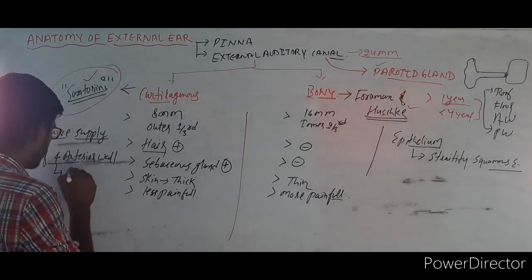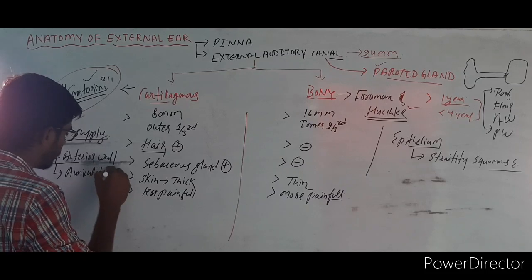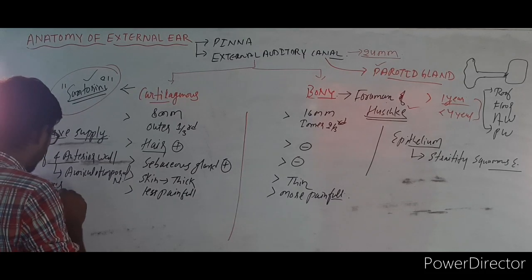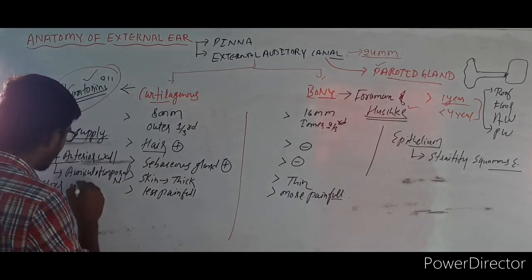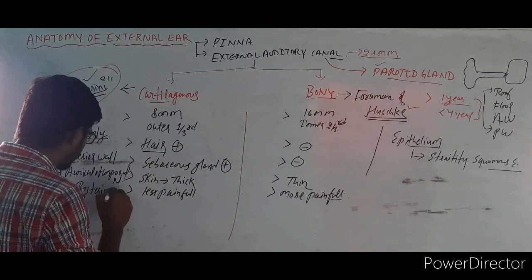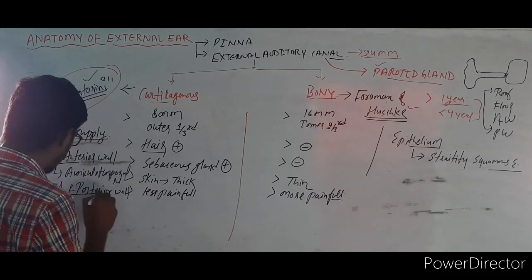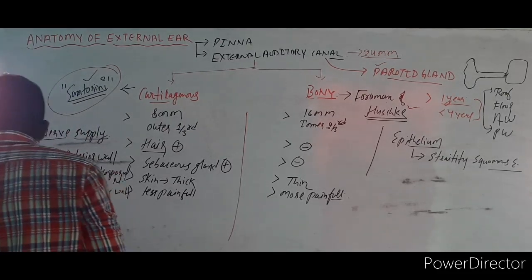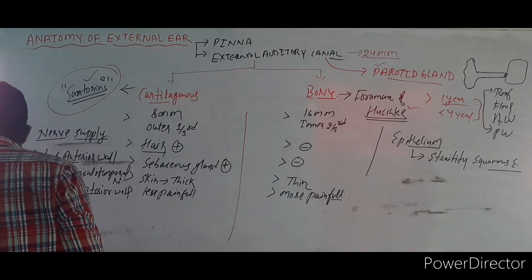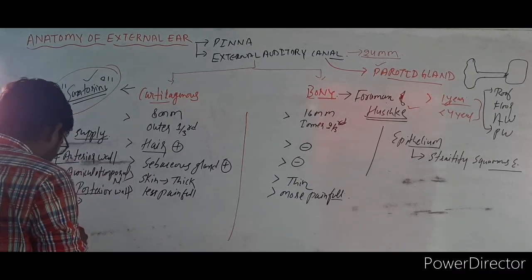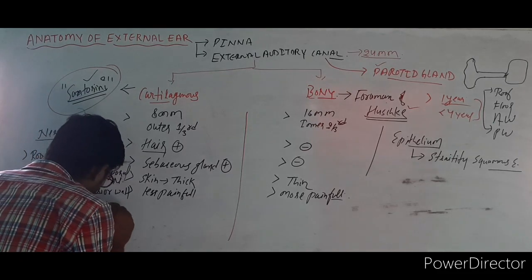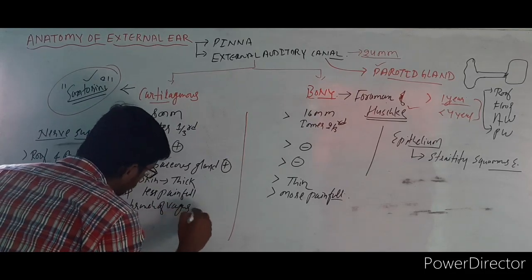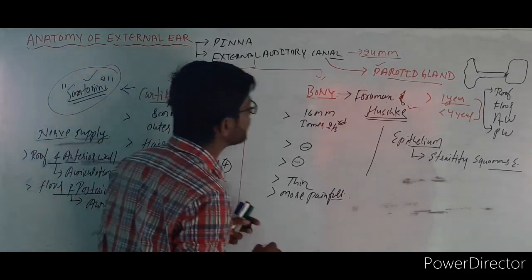Auriculotemporal nerve only. So the auriculotemporal nerve. Am I right? Now the floor and the posterior wall. The floor and the posterior wall are supplied from where, from what? Can you tell me? Auricular branch of the vagus. So this is the nerve supply of the external auditory canal.